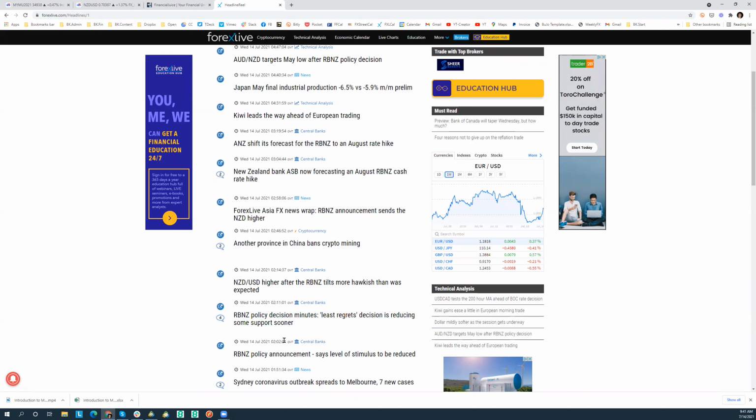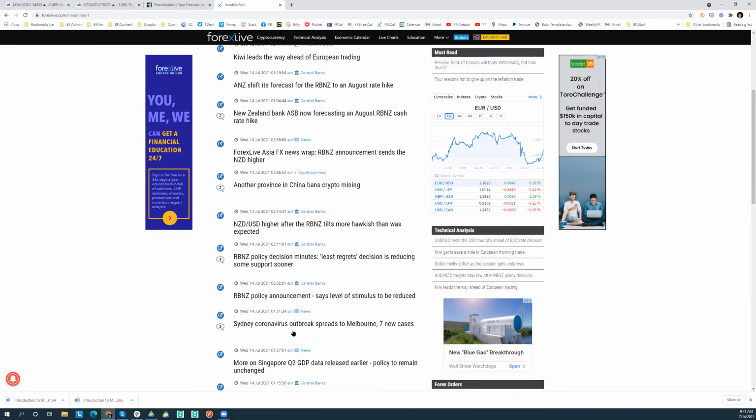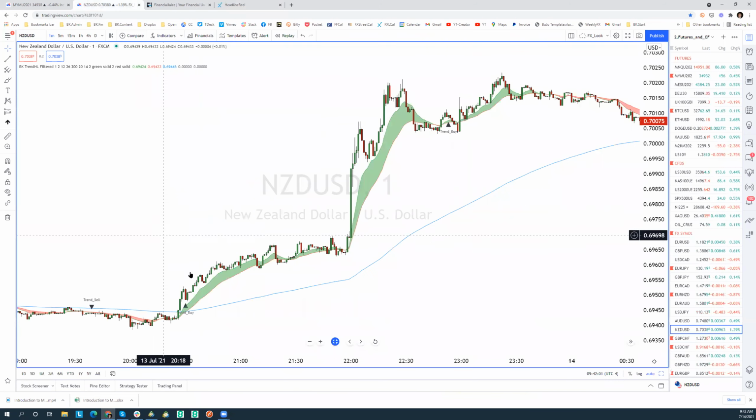So this was 2:02. What time was that? I'm trying to figure out what time that was. It's GMT. Okay, so that was GMT 2, which was 10 o'clock, which I guess is what it's showing on the chart. That was at 10 o'clock. This is the RBNZ. This is a good example.